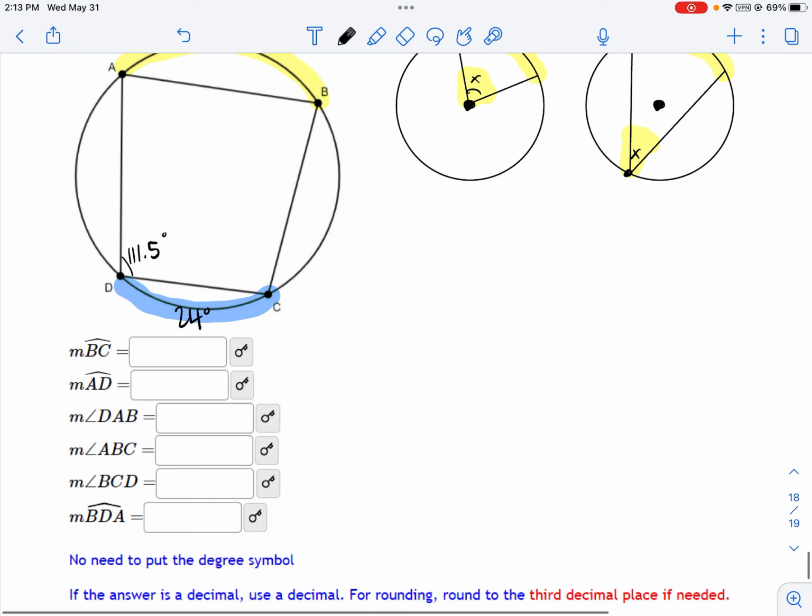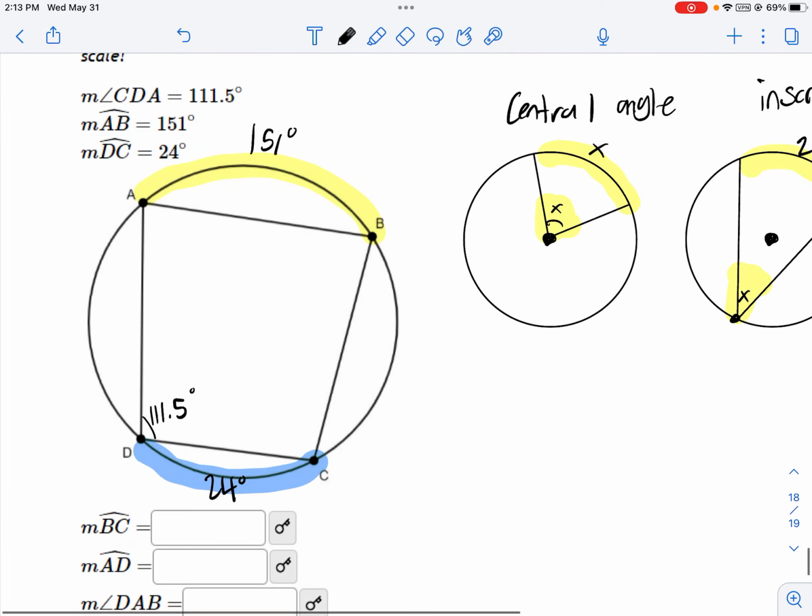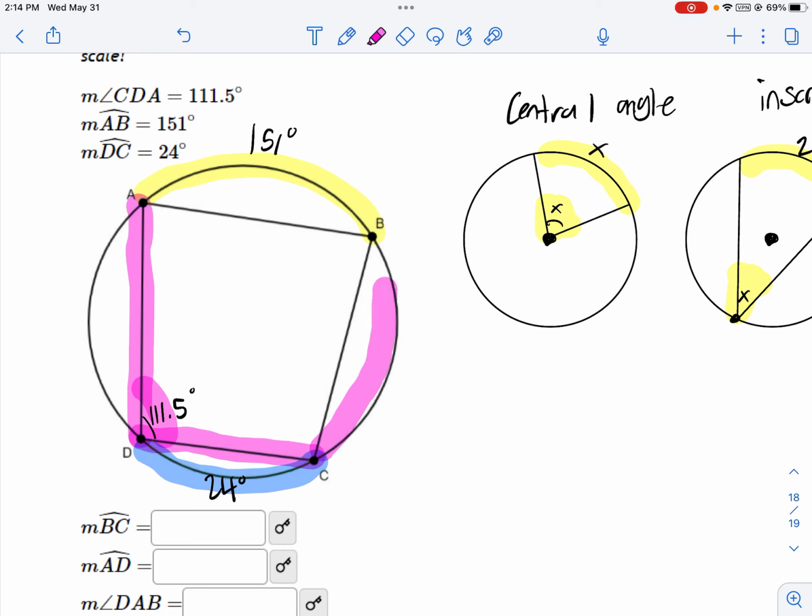All right, so now let's work with what we got. First off, the angle at D. Now we know this is an inscribed angle because D is a point on the circle. It's not central, it's a point on the circle. So if we follow the two segments that create the angle, this whole section right here is the arc for that inscribed angle of D.